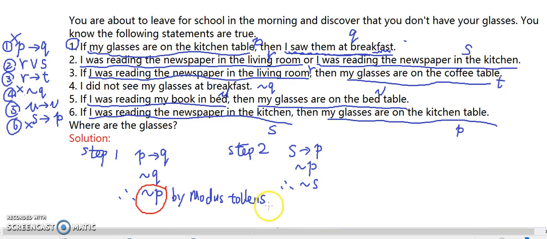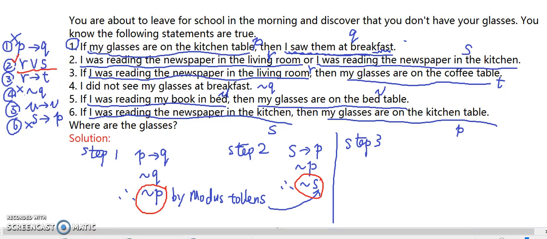The same reason, by modus tollens. Now let's do step 3. So we used those 3 statements, 1, 4, 6, to get the conclusion negation of P and negation of S. Now let's look at the other 3 statements, 2, 3, and 5. Now negation of S, so let's see which one involves S. That is number 2. It has S in here.